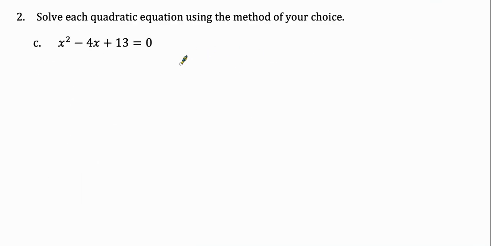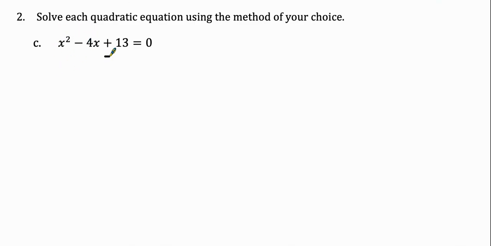On the next one, again, check to see if it factors. So a times c, 1 times 13 is 13. My b is -4. So two numbers that multiply to 13 and add to -4? Once again, I don't think there are any. So this one does not factor either. So this one would be a good candidate for completing the square because a is 1 and b is even.